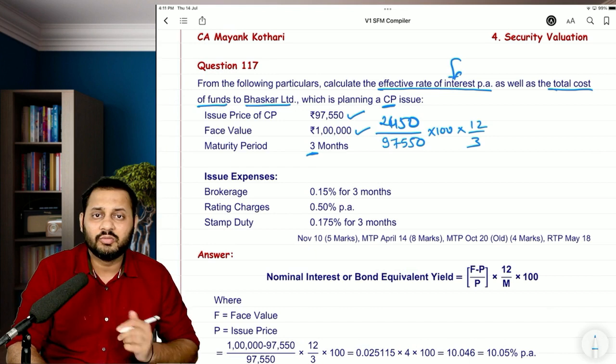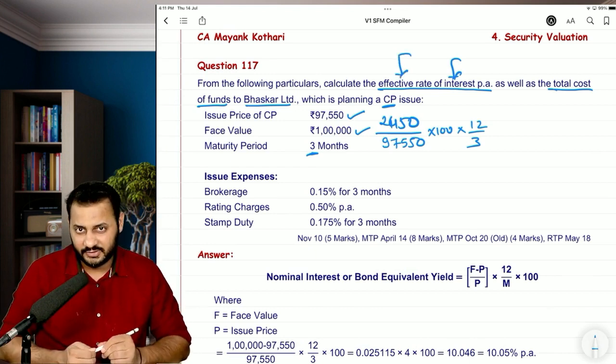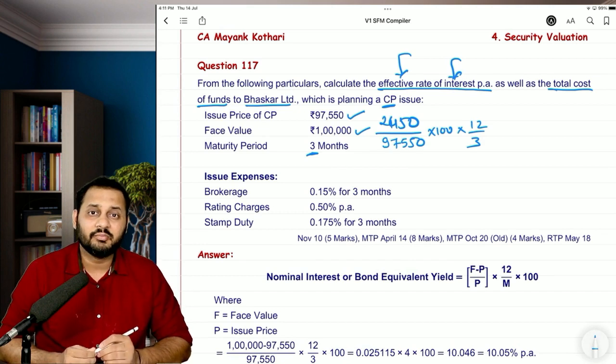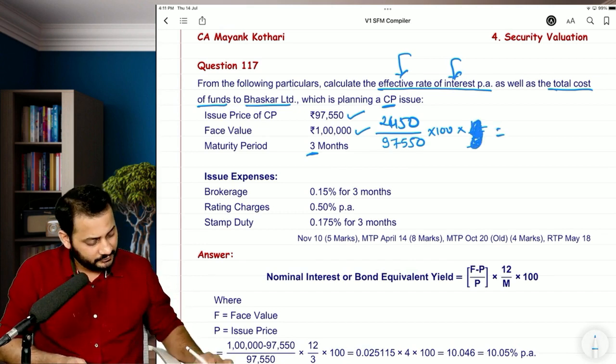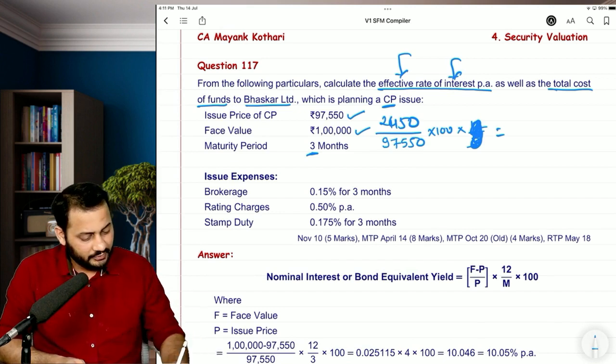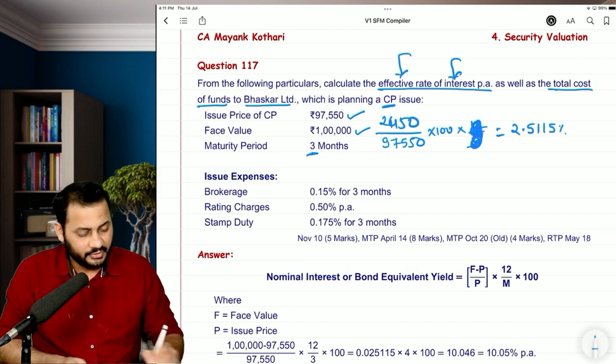That is just a normal rate of interest, and it is not called the effective rate of interest. Please understand, effective has a different meaning to it. So let's first calculate this. 2,450 divided by 97,550 into 100. That will be 2.5115%. And this is for 3 months.